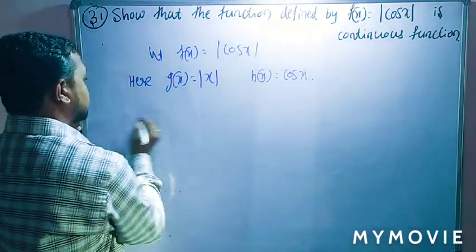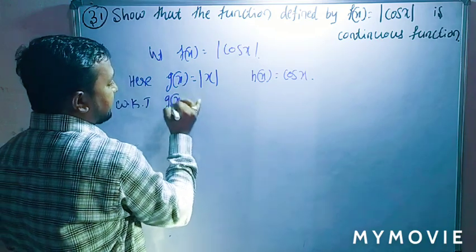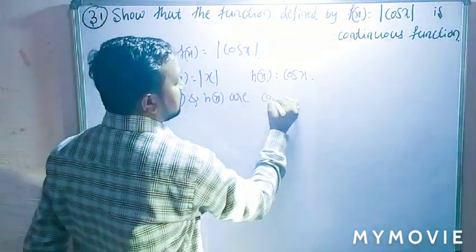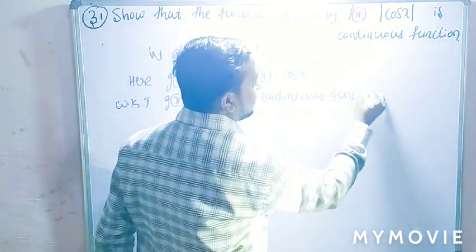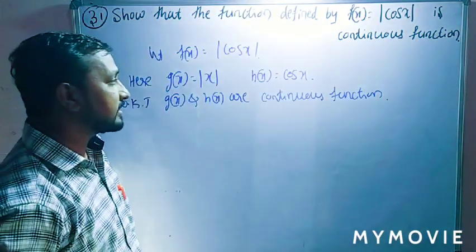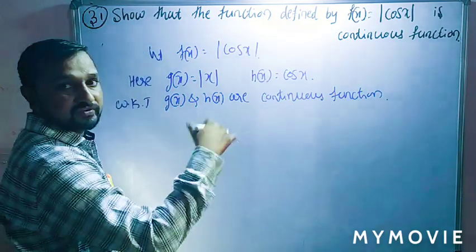So we know that g of x and h of x are continuous functions. Already we know that g of x is the modulus function. So the modulus function is continuous everywhere. Cos x is continuous everywhere. Okay. Then the composition function we can define.